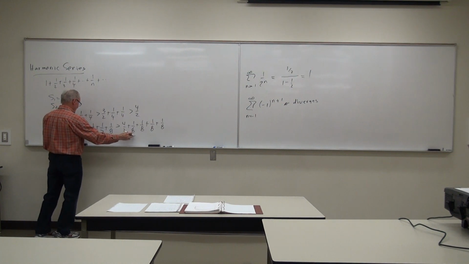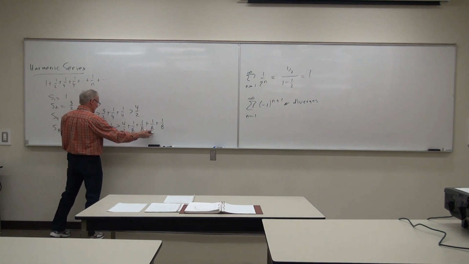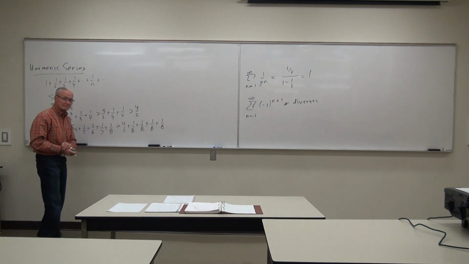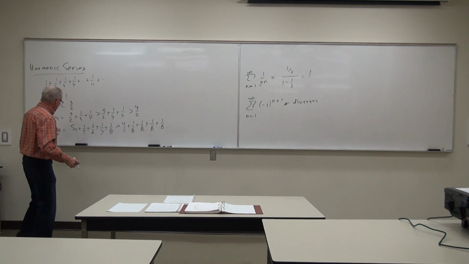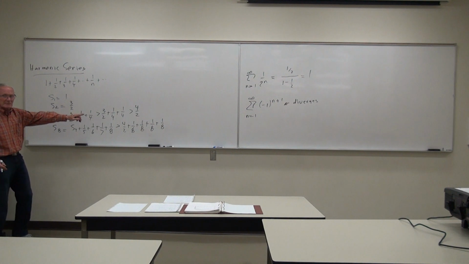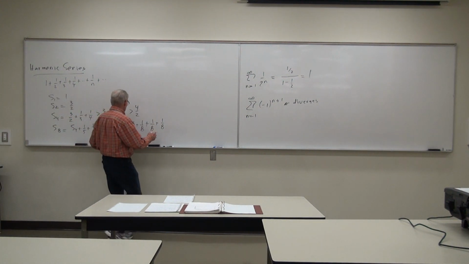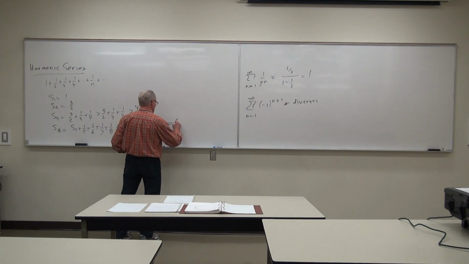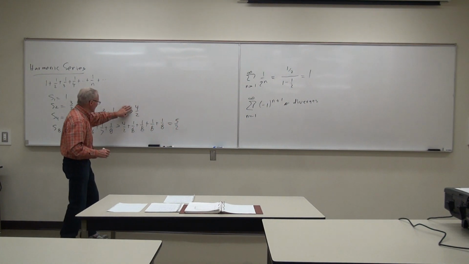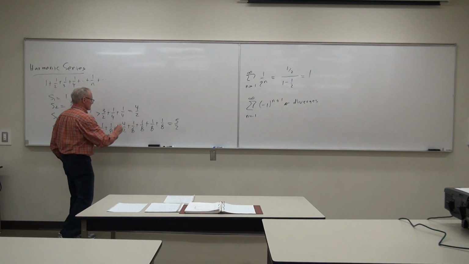This one is bigger than that one. This one's bigger than that one. This one's bigger than that one. And those two are the same. So whatever the sum of the first 8 terms is, it's bigger than that. But an 8 and an 8 and an 8 and an 8 is a half. So this is equal to 5 halves. Now I should have put a greater than here, and that should be an equals, okay?